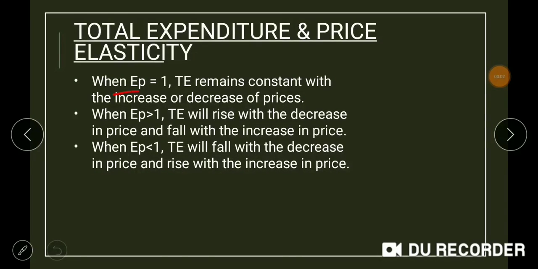When the price elasticity is equal to 1, we see that the total expenditure remains constant with the increase or decrease of prices. This happens because when the price elasticity is equal to 1, the percentage change in quantity moves proportionately to the percentage change in price. Now when the price elasticity is greater than 1, the percentage change in quantity demanded moves in greater proportion to the percentage change in price. So that's why the total expenditure will rise with the decrease in prices and fall with the increase in price. For the case where elasticity of price is less than 1, we will see that total expenditure will fall with the decrease in price and rise with the increase in price.